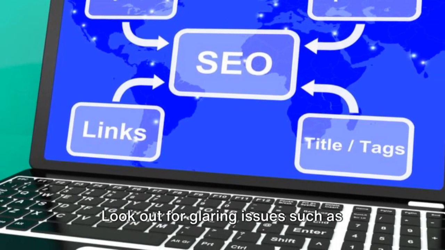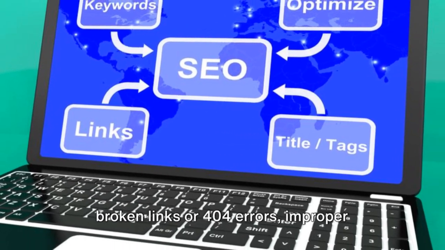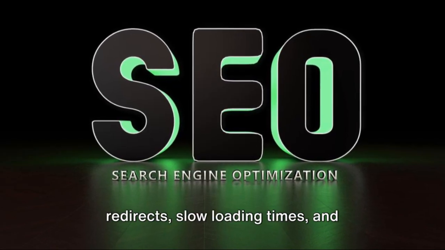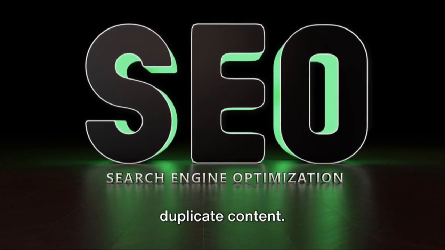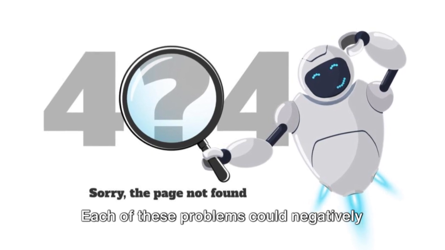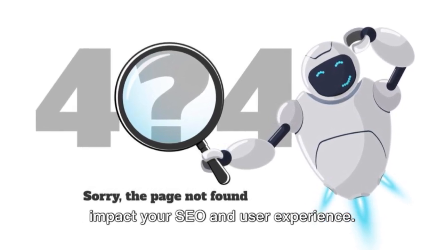Once you've crawled your website, Step 2 involves analyzing the crawl data. Look out for glaring issues such as broken links or 404 errors, improper redirects, slow loading times, and duplicate content. Each of these problems could negatively impact your SEO and user experience.